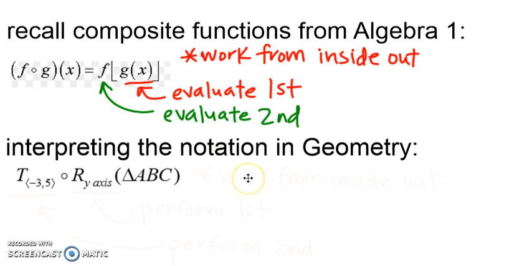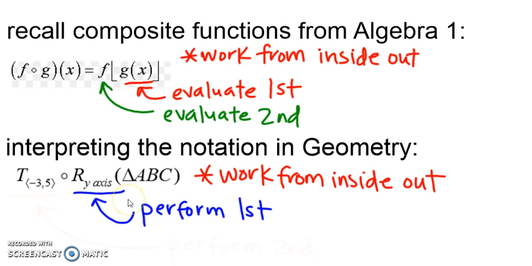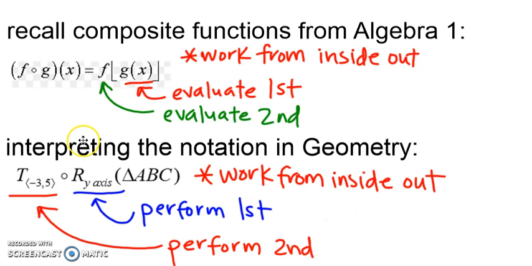So interpreting this notation in geometry, we have the circle again right here, and this means that we're performing the sequence of transformations starting with reflecting over the y-axis. So that's what we're going to do first. We're working from the inside out. We're going to reflect over the y-axis first, and then we will translate -3, 5 second. So we're always working from the right side over to the left side, inside out.